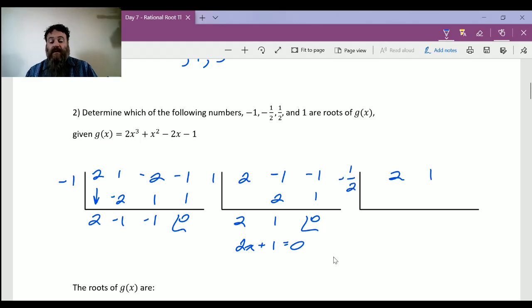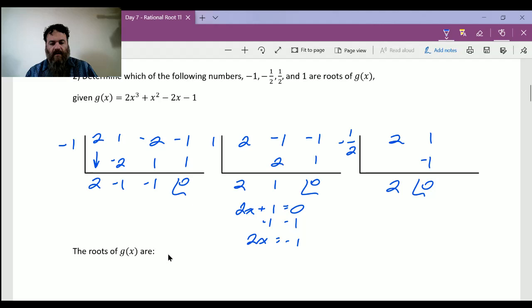-1/2 is going to be the last one here because you're going to get a negative result there. So we'll bring down the 2. -1/2 times a +2. You can use your calculator for it if you need to, but you do get -1, remainder 0. So everything is grand. The roots are -1 and +1 and -1/2. Alrighty? Cool.